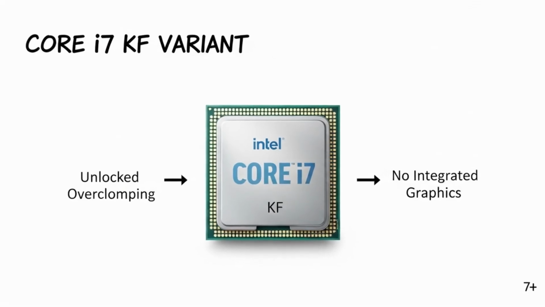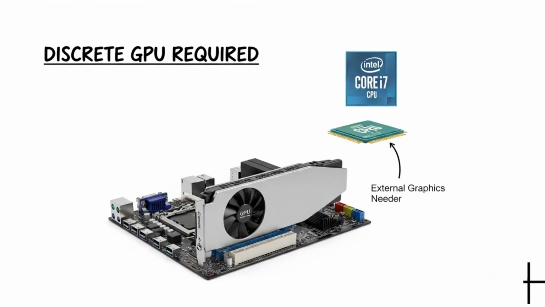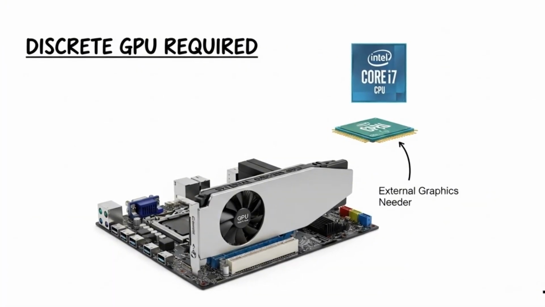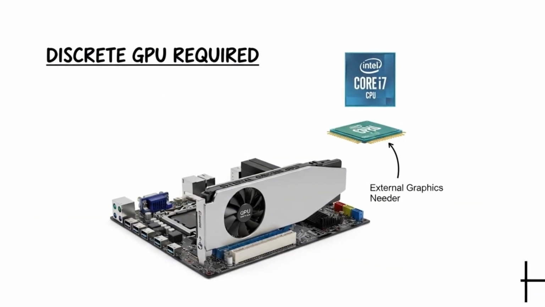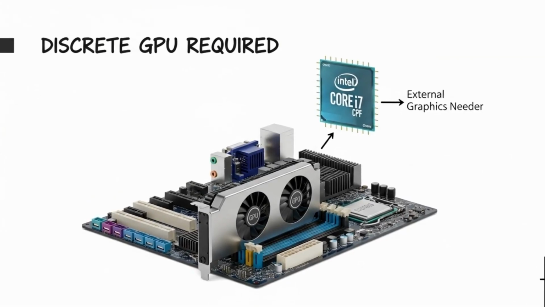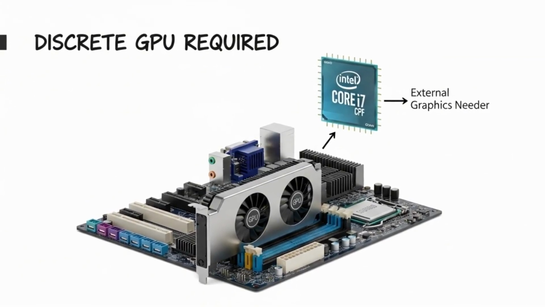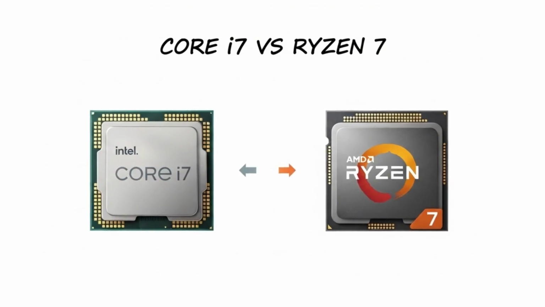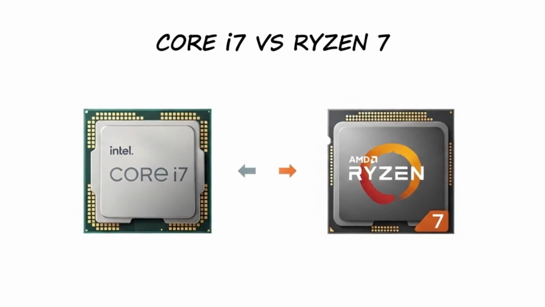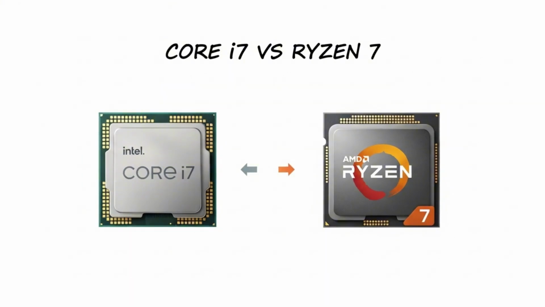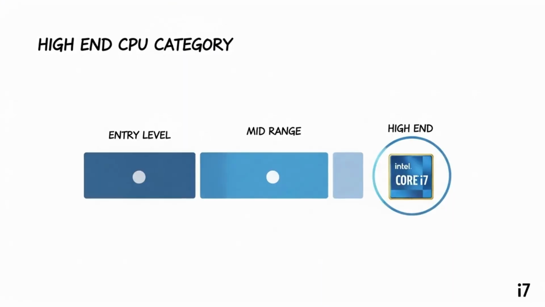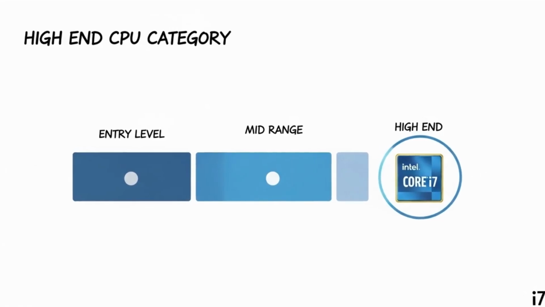On the desktop, you'll find the FK variant. This combines the unlocked K overclocking capability with the disabled integrated graphics of the F series, offering a slightly more affordable entry point for overclockers who will be using a discrete graphics card anyway. It's worth noting that in the high-end tier, competition from AMD's Ryzen 7 series is fierce, often providing comparable or better multi-threaded performance and better thermal efficiency for a similar price.